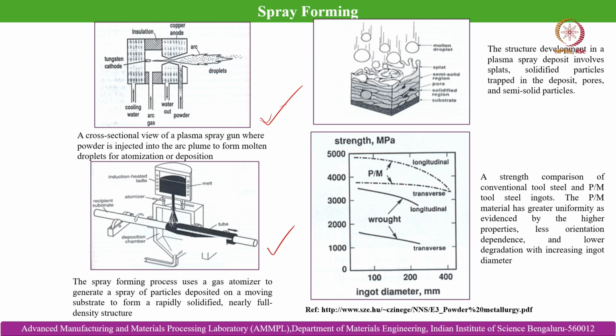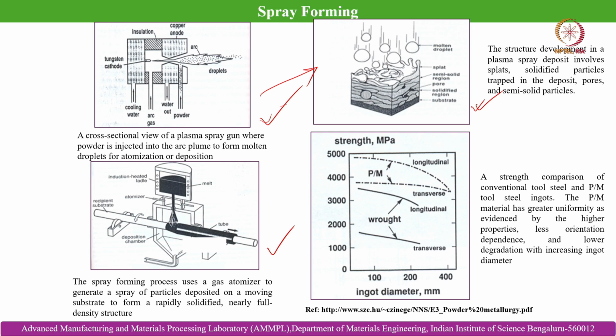And this is a typical example of the structure development in a plasma spray deposit, involving splats, solidified particles trapped in the deposit, pores and semi-solid particles. It is a highly complicated microstructure, because we are talking here about a plasma spray deposit, and we are talking about the plasma forming. So, you can see a direct correlation from here. This is basically the resultant microstructure.